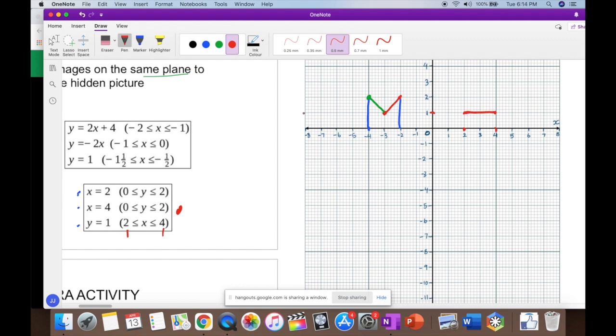Right? Remember, the line y is equal to 1 goes for infinity, so it's this entire long line here. But I only want it between x is 2 and x is 4. So now I have this shorter line here, right? X is equal to 4 between 0 and 2 on the y. So x is 4, 0 to 2 gives me that, as a vertical line, the line x is equal to 4. And then we have obviously the line x is equal to 2, which is also a vertical line in the same range, 0 to 2.